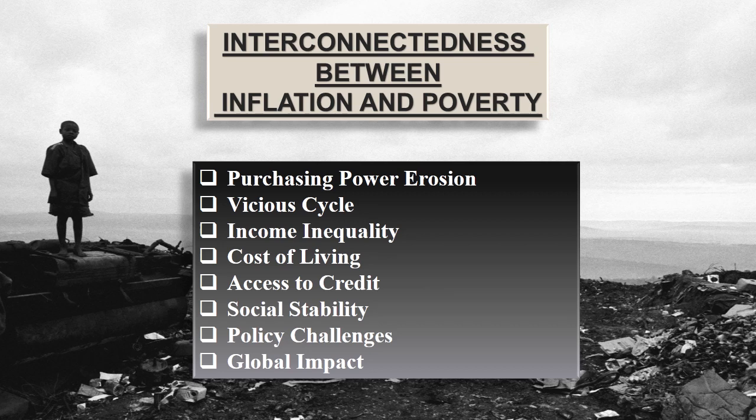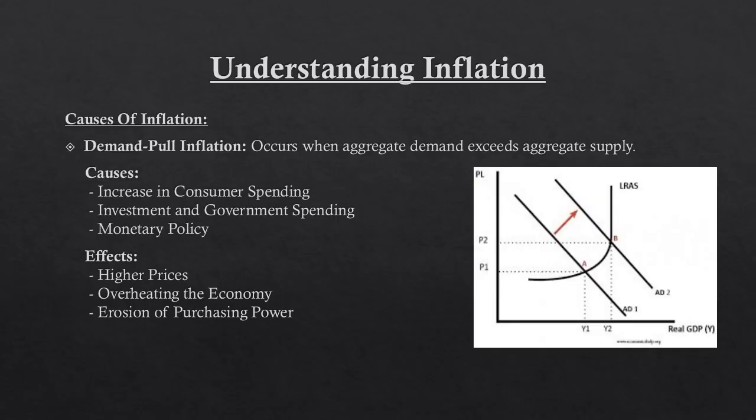Policy challenges. Addressing both issues requires nuanced policies, balancing price stability with poverty reduction, posing challenges for policymakers. Lastly, global impact. Inflation and poverty have global ramifications, with economic events in one region affecting prices and poverty levels elsewhere. Understanding inflation. So, when we talk about inflation, we are essentially looking at why prices in the economy are going up and what happens as a result.